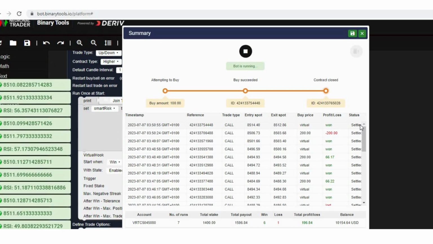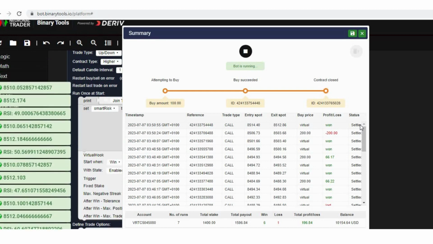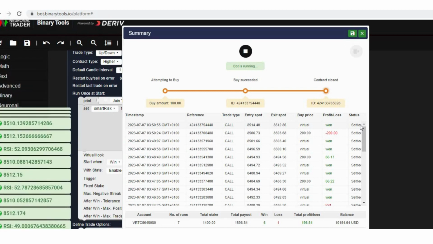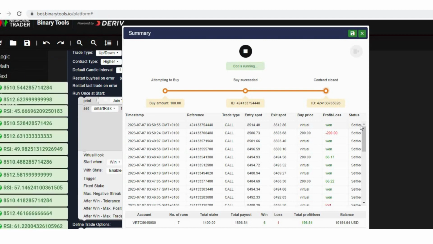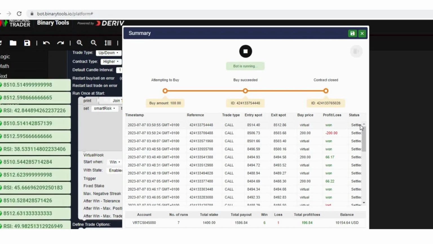The accuracy is very high, especially I advise you trade at night. You can also try out the strategy in the daytime and see if it works for you. Try it out also with your demo.